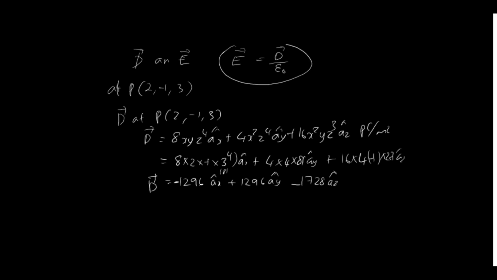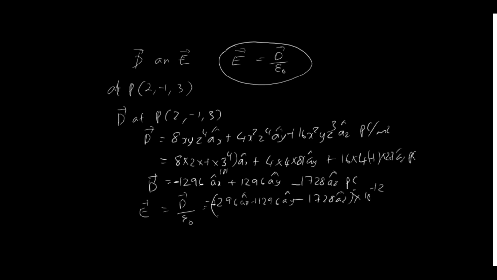So we have to calculate E. So E will be D by epsilon 0. Here it is pico, so 10 raised to minus 12 is there. So that will be minus 1296 ax cap plus 1296 ay cap minus 1728 az cap into 10 raised to minus 12, divided by epsilon 0, 8.854 into 10 raised to minus 12. So 10 raised to minus 12 cancels.